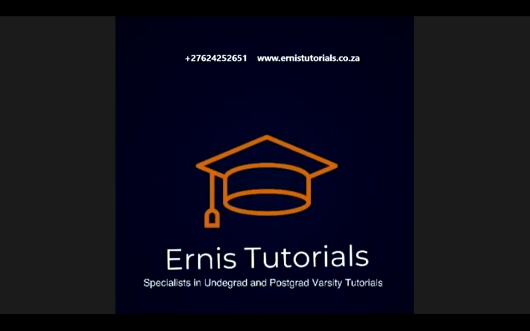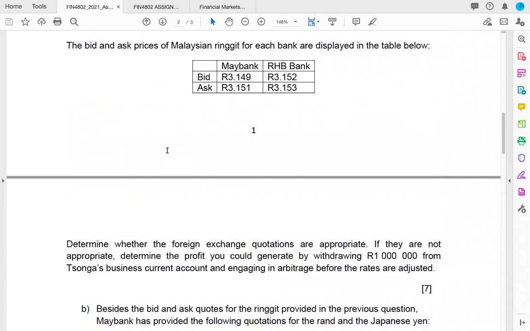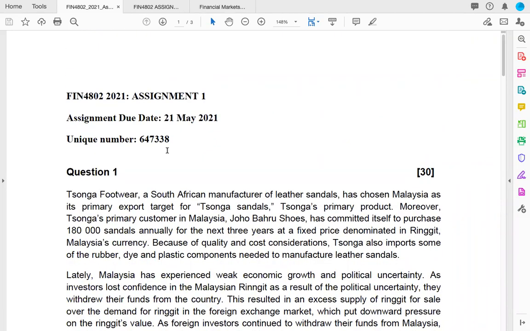In this class, I'm going to be taking you through the first assignment for FIN4802. So we're going to be discussing this assignment and just explaining some of the calculations that are in this assignment and what they mean.